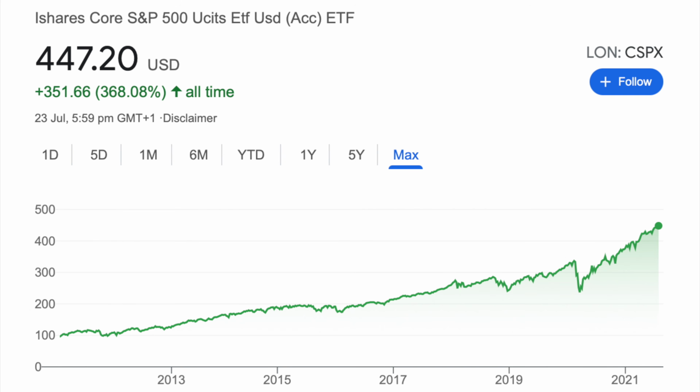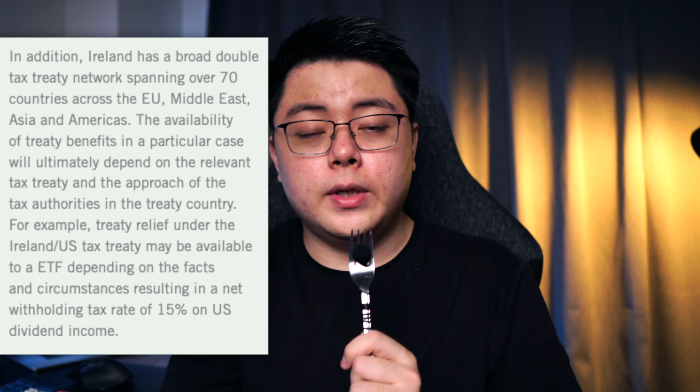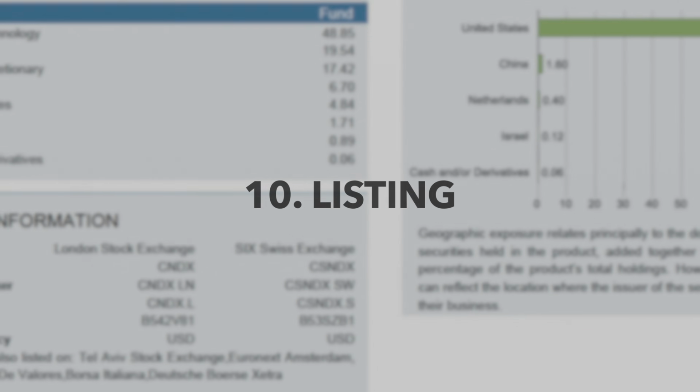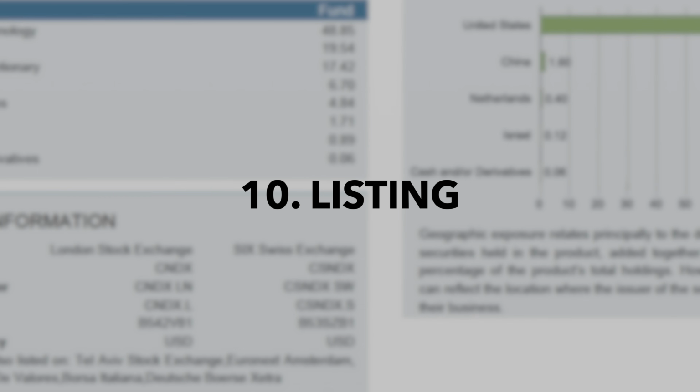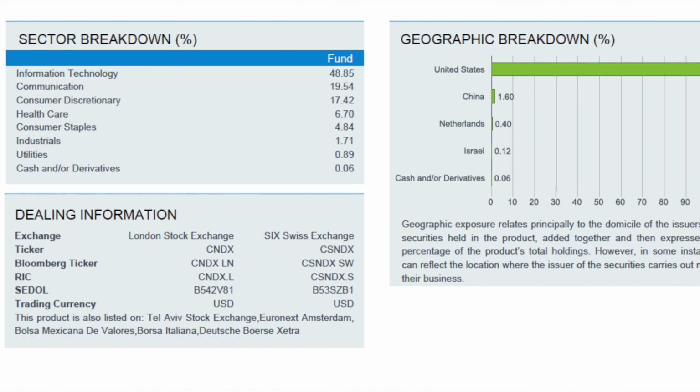But if you're investing in Ireland domicile ETFs like CSPX, which is also similarly tracking the S&P 500 index, then you will be subjected to the Irish taxes instead, which is, again, for most of us, a 15% dividend withholding tax. The next thing you need to know is the ETF's listing, which is the exchange at which the ETF is being traded on.